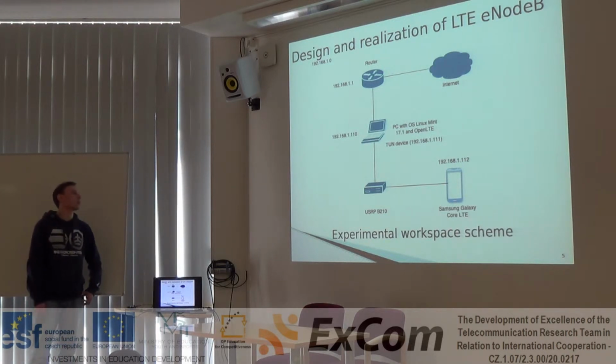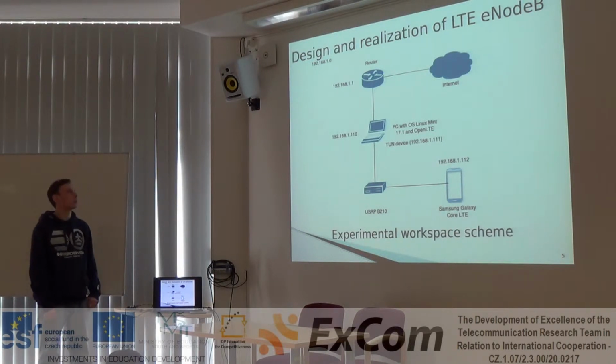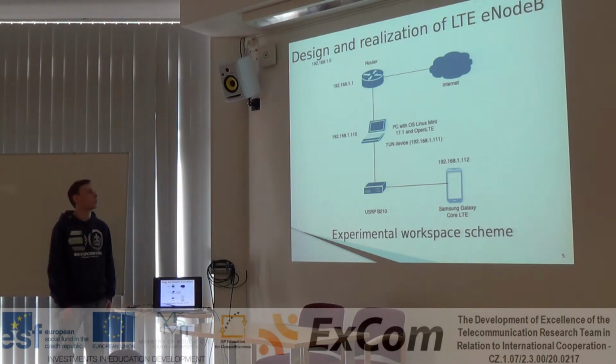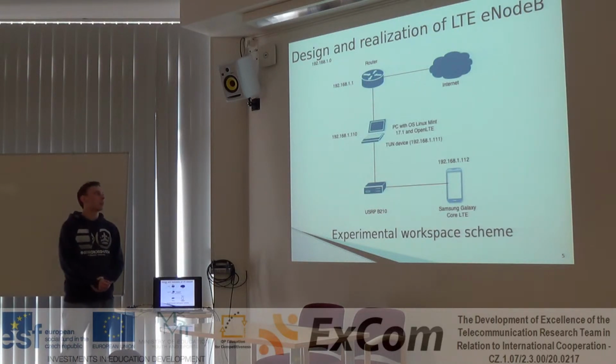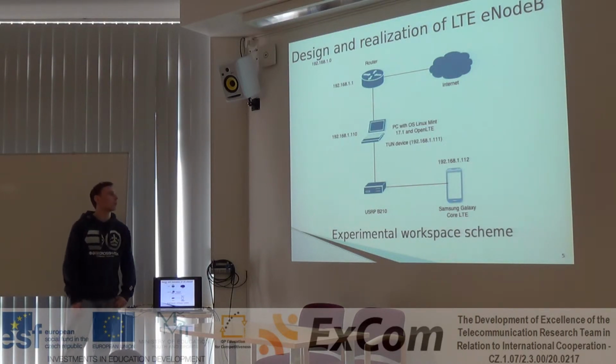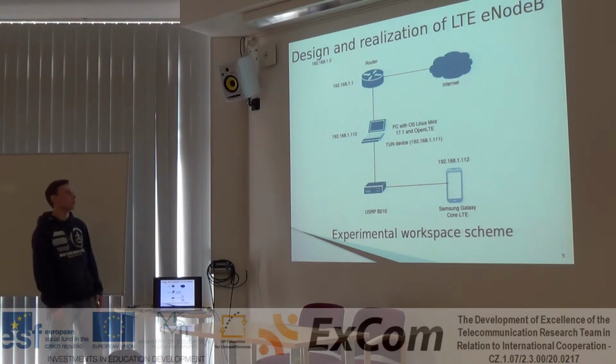So there is an experimental workspace scheme. The core of this network is a PC with the Linux operating system installed. In this case, it's Linux Mint 17.1, where the OpenLTE software is installed, and the USRP B210 itself. They are connected through a USB 3.0 cable. As user equipment, I used my mobile phone Samsung Galaxy Core LTE with LTE support.